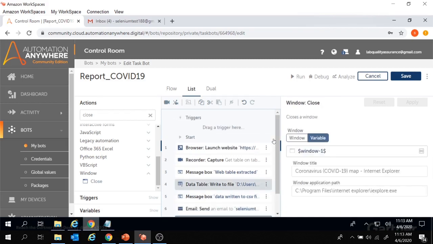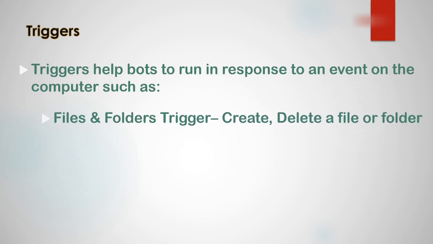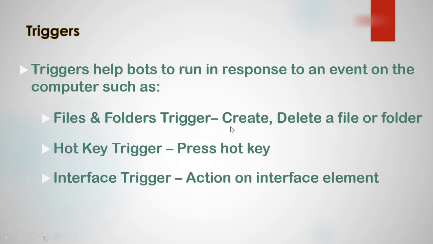Now we are good to add the triggers. So what is a trigger? Let me show you first. The triggers help the bot to run in response to an event on the computer. Let's say that I want to run whenever I create or delete a file or a folder. In such a case we are going to go with the files and folders trigger. Now let's say that I want to run a bot when I press a hotkey. In such a case I'm going to go with the hotkey trigger, and in a similar way let's say that I want to run a bot whenever an action is performed on an interface element.